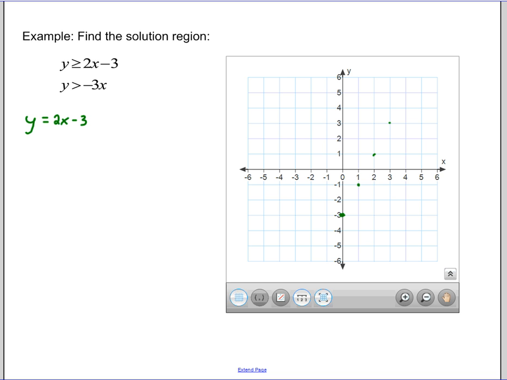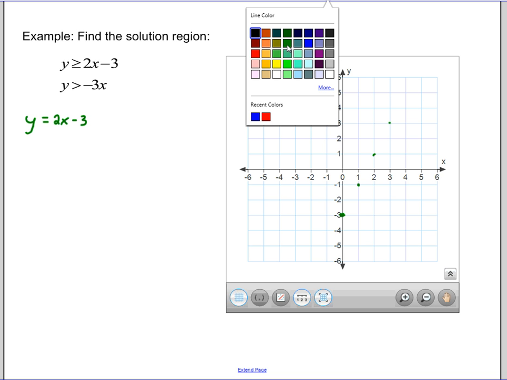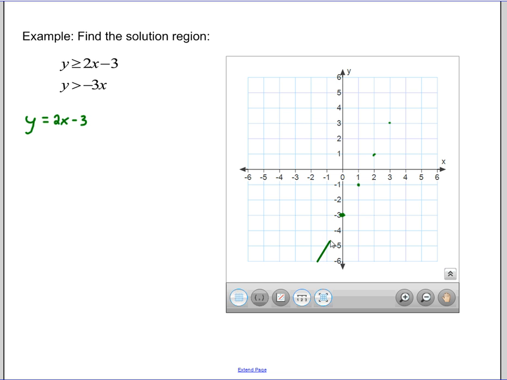So if I draw this line, let's choose a good color here. There we go. We're going to use a solid line for this one, and it will go kind of like this for each of our points, and it would be a solid line. And we could use a test point right here. We could use the point (0, 0) in this case to see if that's true. So let's set up our test point right here.